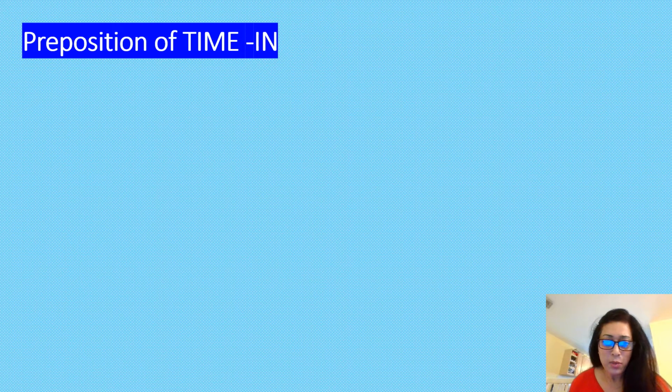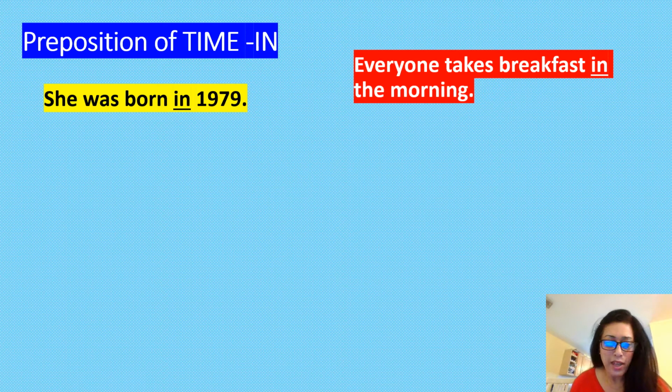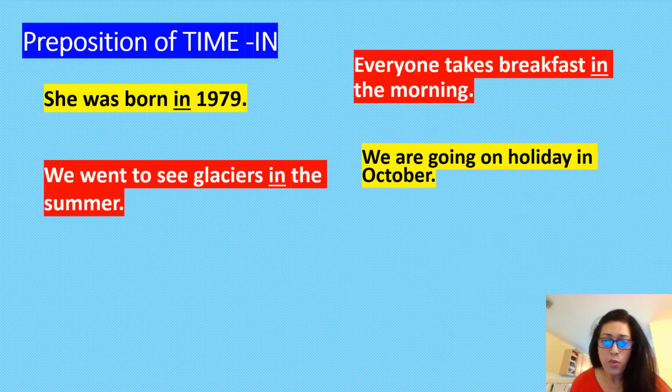Now, starting with the preposition of time, which is in. In is used to express events taking place during lengthy periods of time, such as a month or a year. Let's take a look at a few examples. She was born in 1979. Everyone takes breakfast in the morning. We went to see glaciers in the summer.